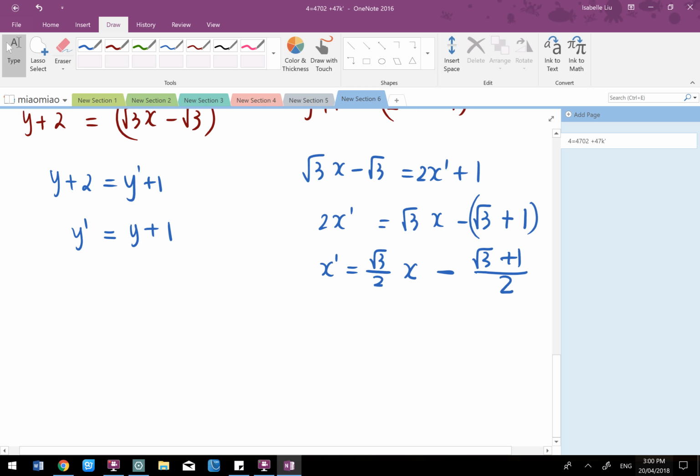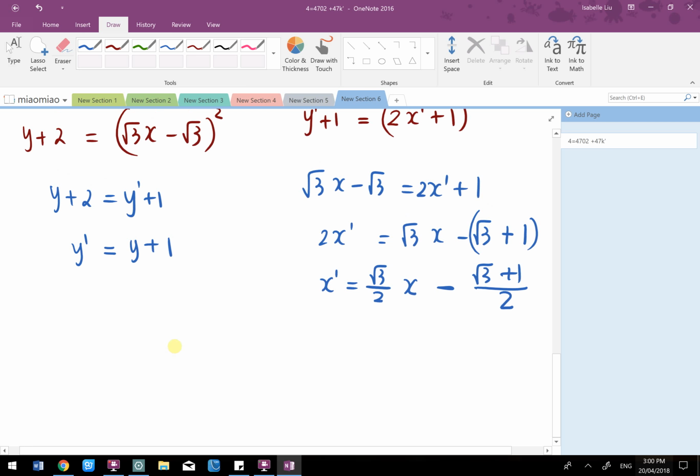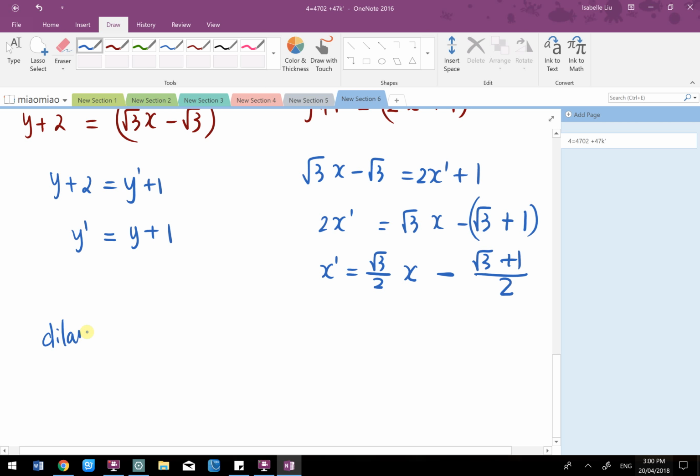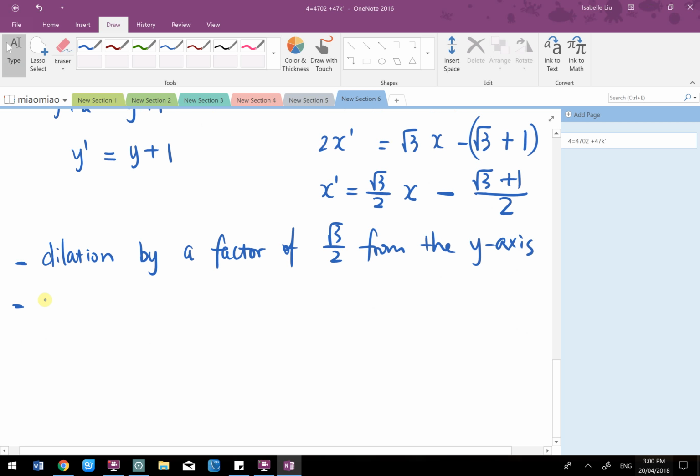What's the dilation and reflection we can talk about in this question now? So what I can say is dilation by a factor of root 3 over 2 from the y-axis, translate root 3 plus 1 over 2 units to the right. No, to the left. Minus, to the left. And 1 unit up.